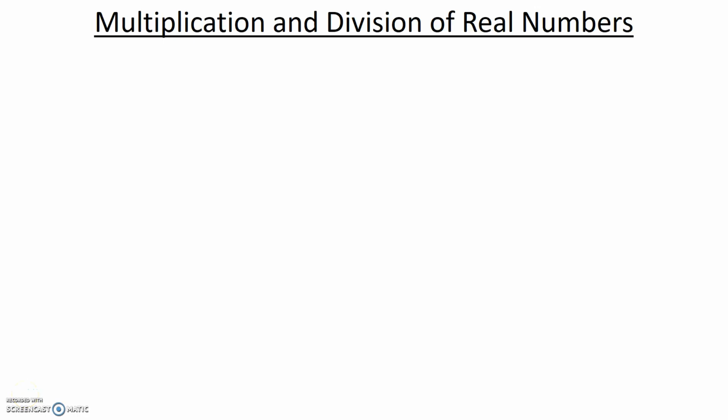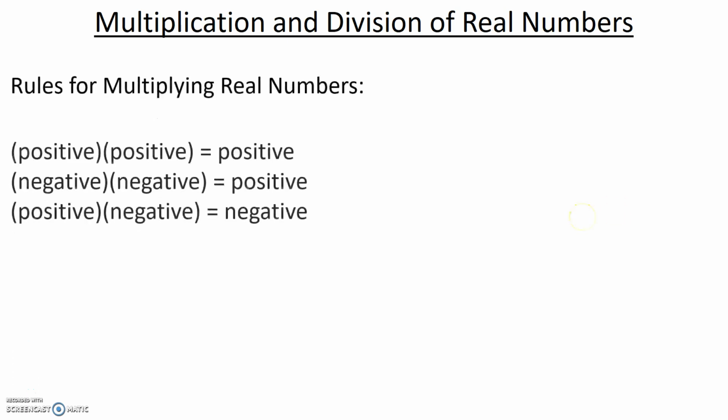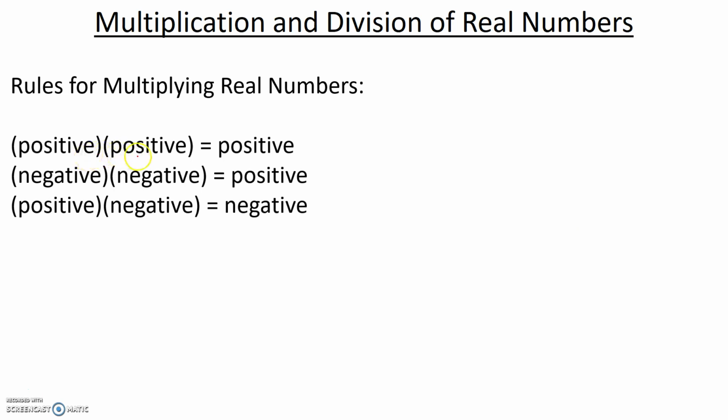In this section, we will talk about multiplication and division of real numbers. Let's start with multiplication. Here are the rules for multiplying real numbers. A positive number times a positive number yields another positive number. A negative number times a negative number yields a positive number. A positive number times a negative number, or a negative times a positive, the order doesn't matter, yields a negative number, regardless of which number has the larger absolute value.